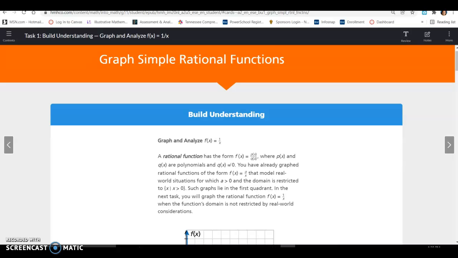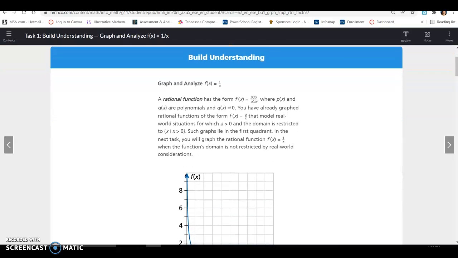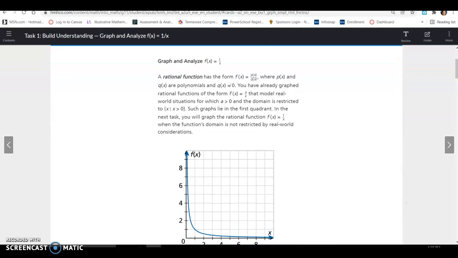Lesson 11.2, Task 1. Graph simple rational functions. All right, graph and analyze f of x equals 1 over x.